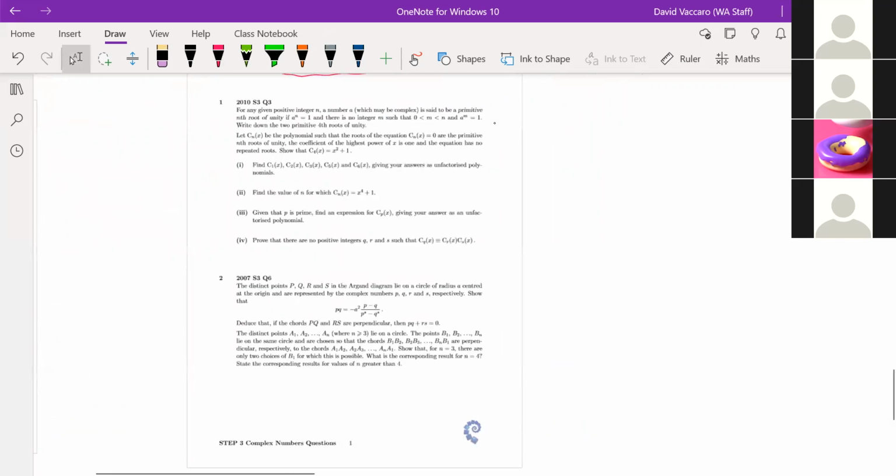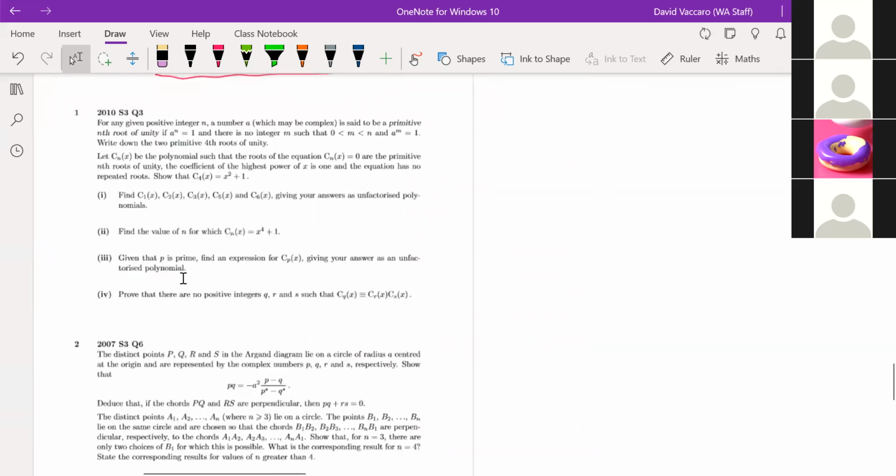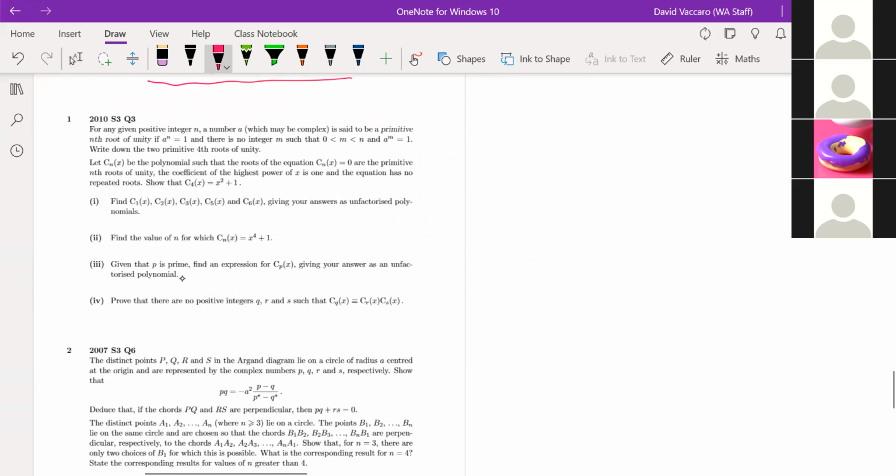We're probably only going to have chance to do one of them, but we can do a STEP question in 10 minutes, I'm sure. So question number 1. For any given positive integer n, a number a is said to be a primitive nth root of unity if a^n equals 1, and if there is no integer m such that 0 is less than m is less than n, and a^m equals 1. So write down the 2 primitive fourth roots of unity.